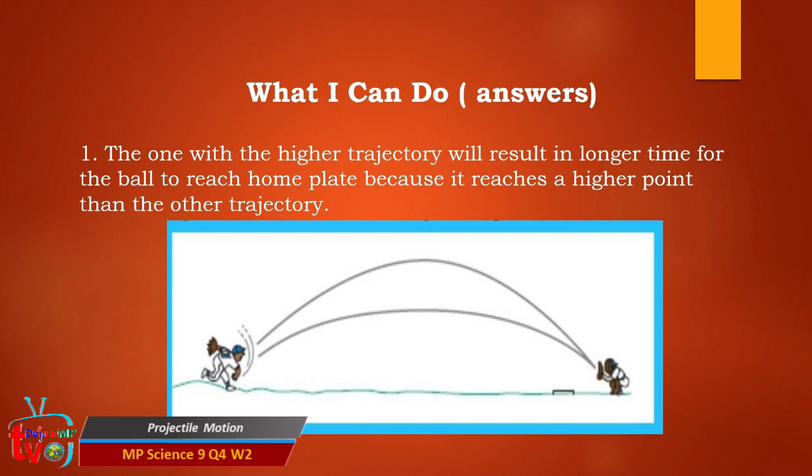The one with the higher trajectory will result in a longer time for the ball to reach home plate because it reaches a higher point than the other trajectory. Thus, if the team on field doesn't want the opponent to score, the center fielder should throw the ball following a lower trajectory.